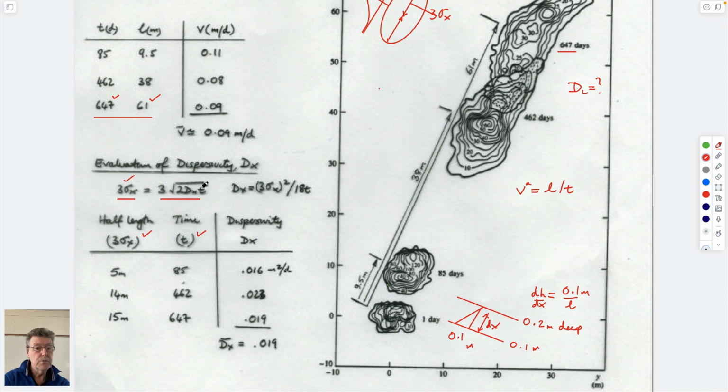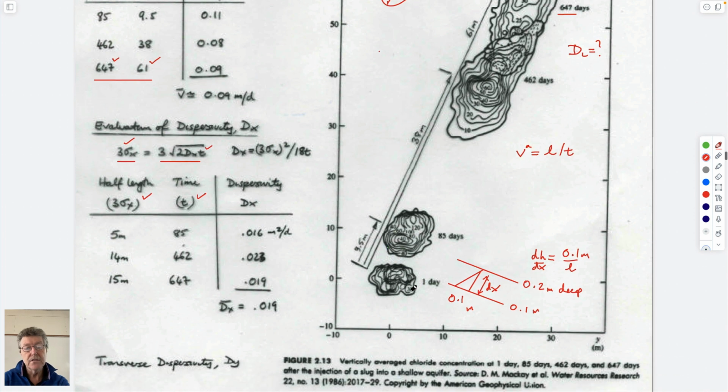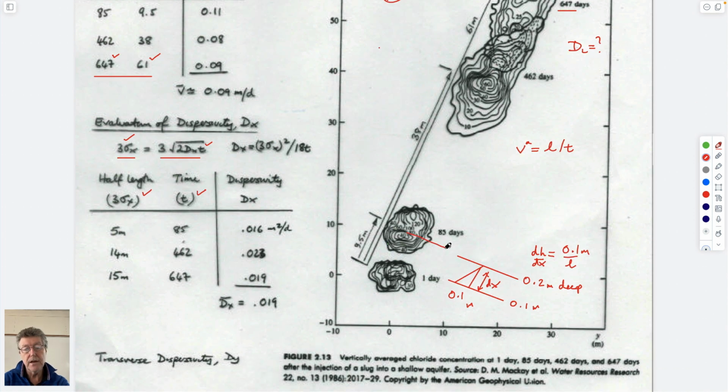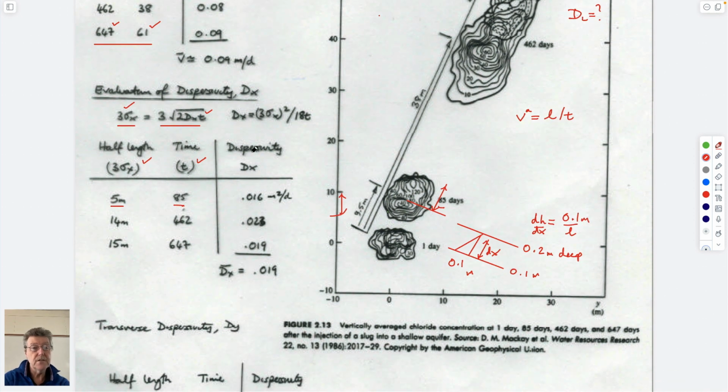So we can measure when it is, and 3 standard deviations for this one after 85 days would be this length here. This length looks like it's about 5 meters. It occurs after 85 days, so if we substitute that in here, we get a dispersivity equal to about 2 100ths meters squared per day. Not SI units, but convenient units.